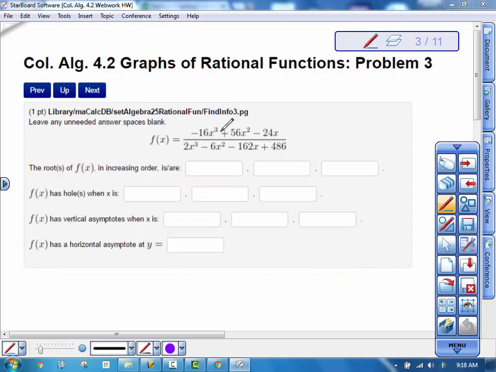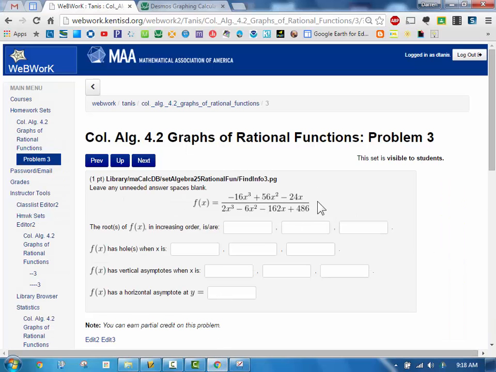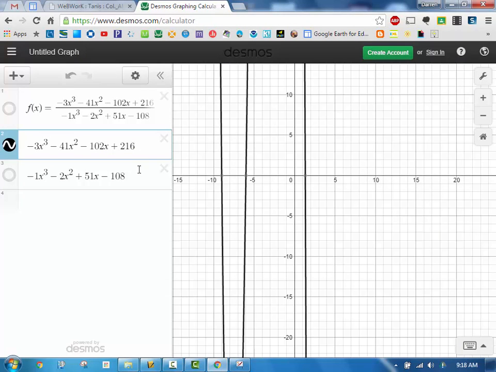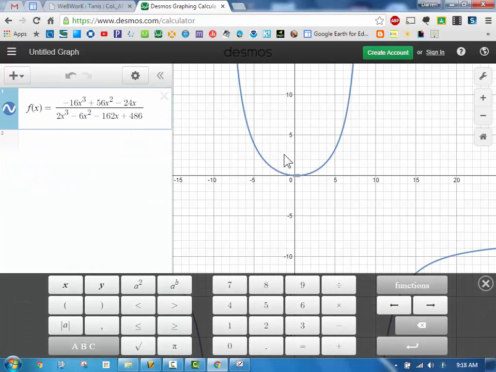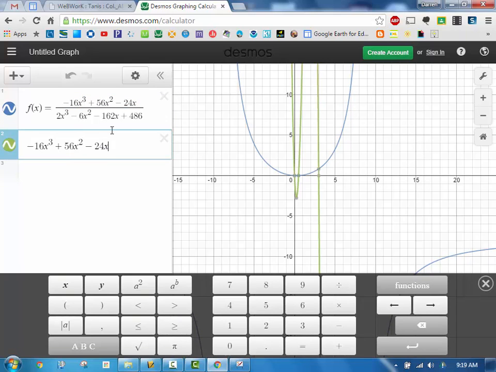Okay, another one, similar problem. We have a cubic in the top, cubic in the bottom. We want to answer these similar questions. This time, though, it says the roots of f in increasing order, so be a little bit careful about how we enter those in. Once again, copy and paste this from decimals, so just grab the function, Control-C, go into decimals, and get rid of your other ones, and paste it in. And then I would graph the numerator again, and the denominator separately, so we can answer these questions.